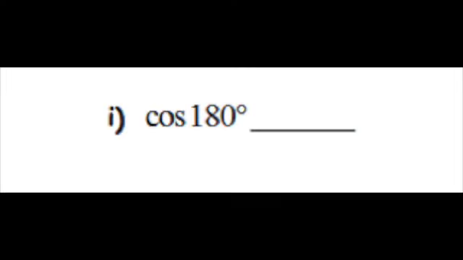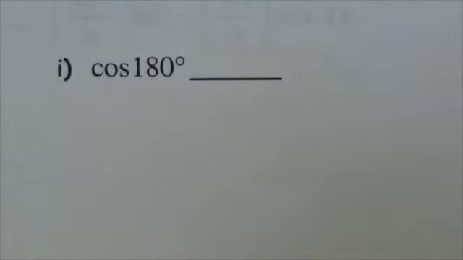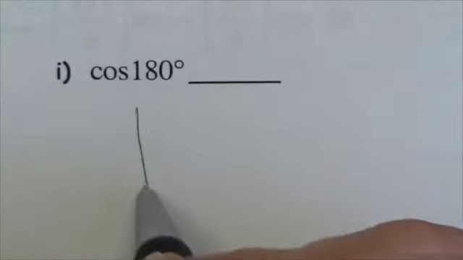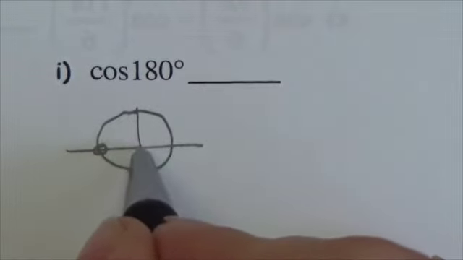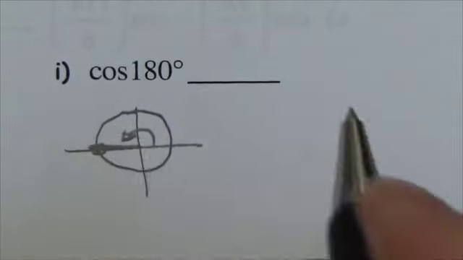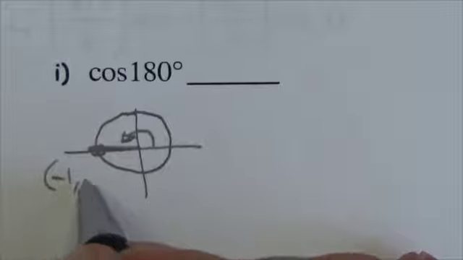The cosine of 180 degrees. All right, I like when the question starts to look like this. 180 degrees, okay? Now, let's think about this. That's right here, okay? That is this angle right here. Well, the coordinates of that point are negative 1, 0.